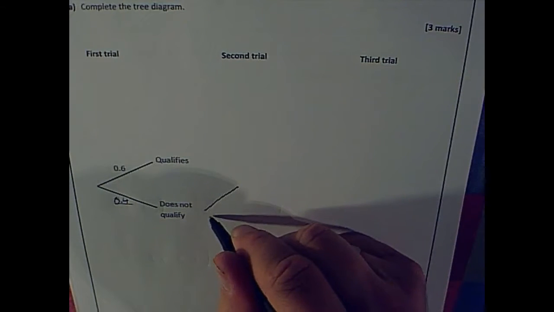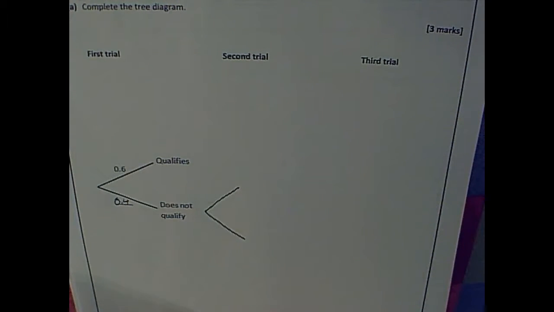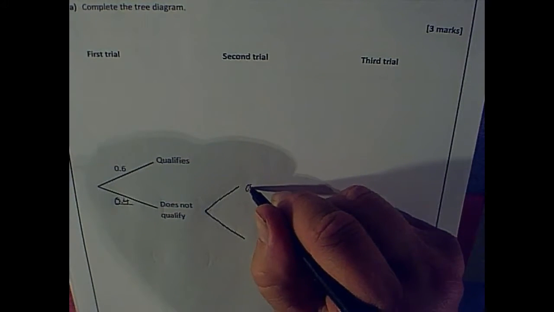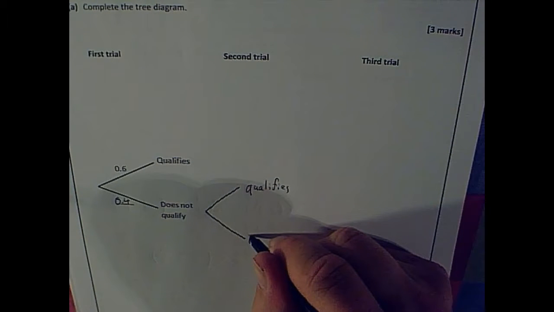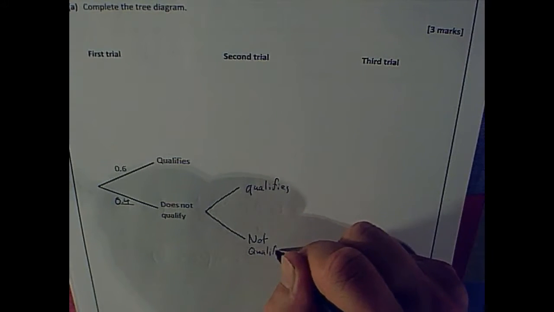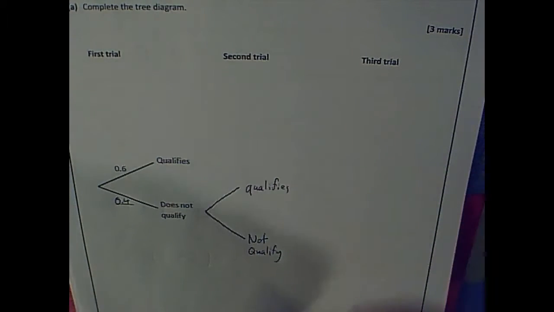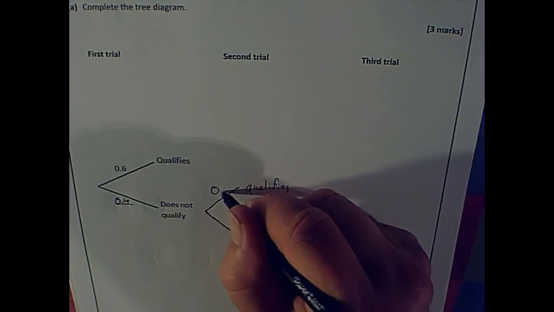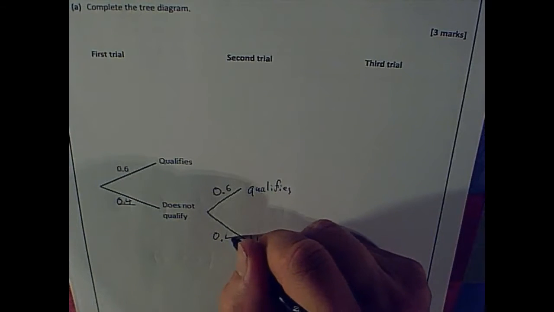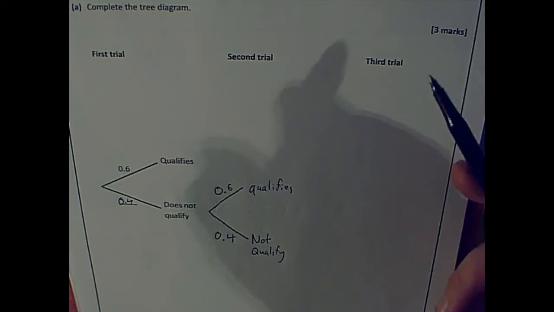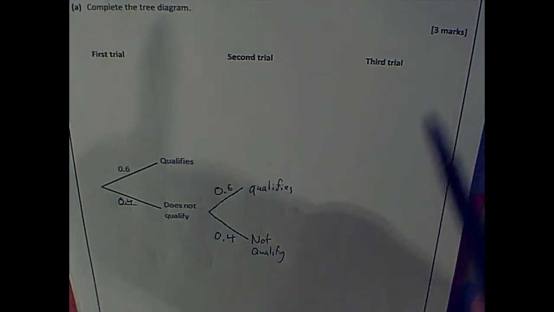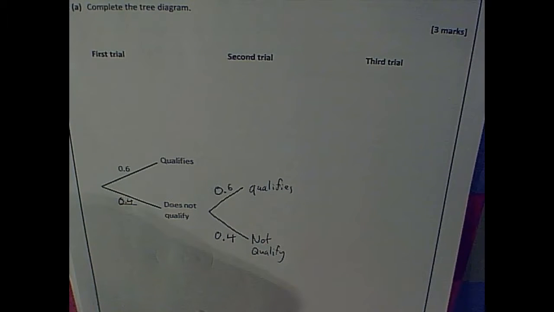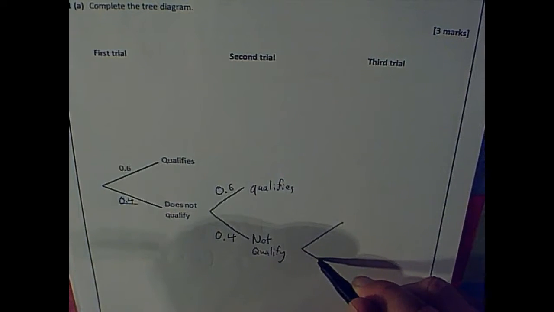But if he doesn't qualify, he does take part in the second trial, and then he can either qualify or not qualify. This is the qualifies bit, and this is does not qualify. Each time, his chances of qualifying are 0.6, so it's going to be another 0.6 here and 0.4 here. Now, if he qualifies there, he doesn't take part in the third trial. It says that up here. If he qualifies, he doesn't have to carry on. But if he doesn't qualify, he then takes part in the third trial.